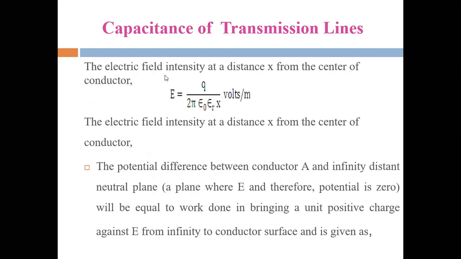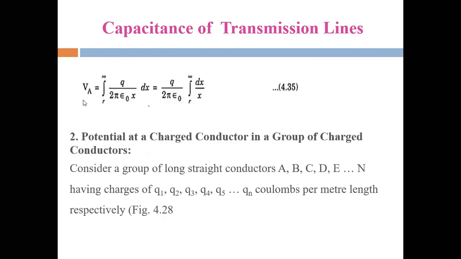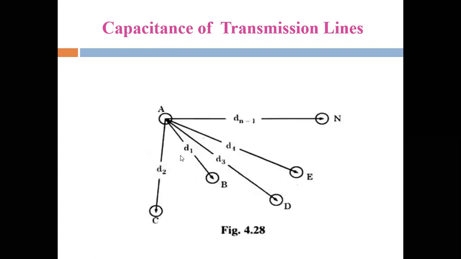Then the potential difference for that conductor A, VA, is equal to the integral from r to infinity of q by 2 pi epsilon naught dx by x. Next, the group of conductors: what is the potential difference between this group of conductors that will be affected by conductor A?